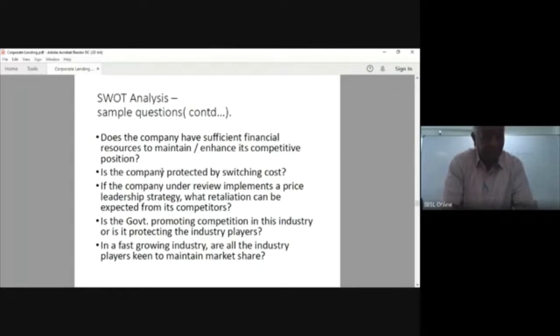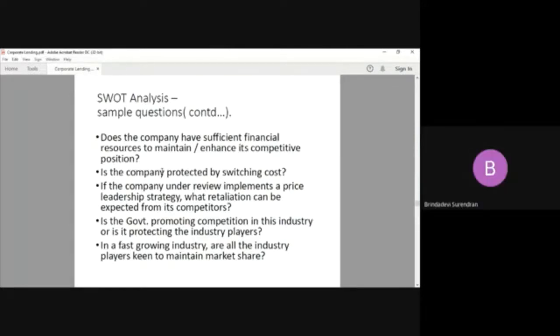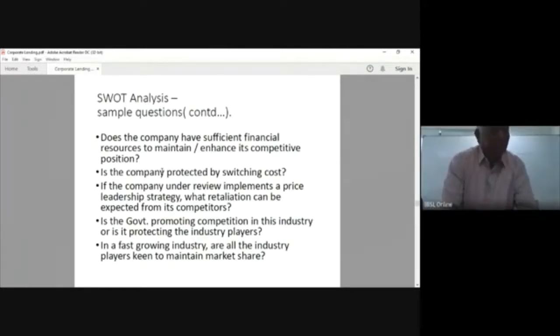Anyone? Threat. Very good. Yes, it is external. If the company wants to have price leadership and the competitors retaliate, it is going to be a threat. If the competitors just keep quiet, it is an opportunity. So if they retaliate, then it is going to be a threat. Very good. Next one.